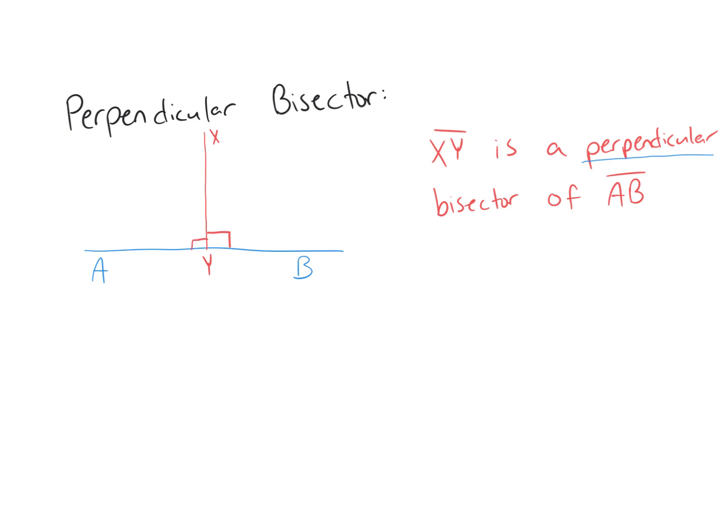What does bisector mean? Splits it in half. What do you think is getting split in half? A and B. So what can I say about these two sides right here if they're split in half? They're equal, so we can put congruent symbols on those. Okay, so perpendicular bisector creates that 90-degree angle and it splits AB into two equal parts.